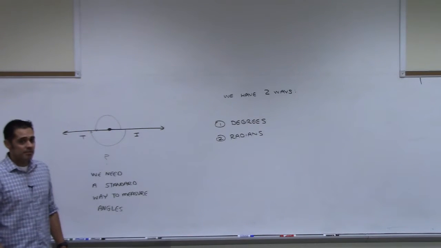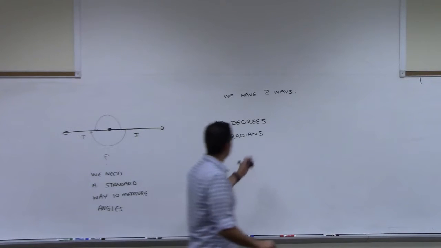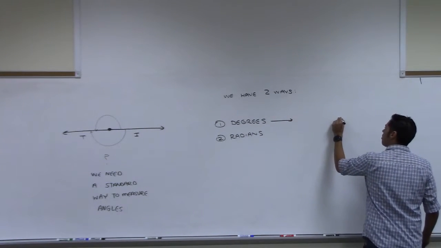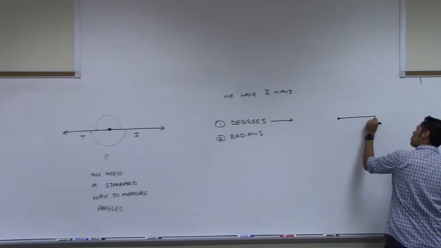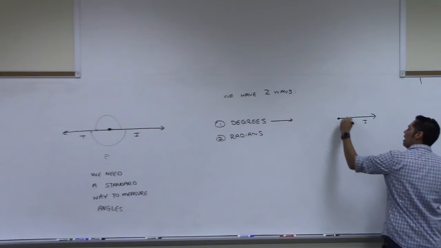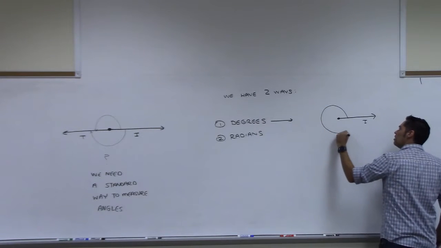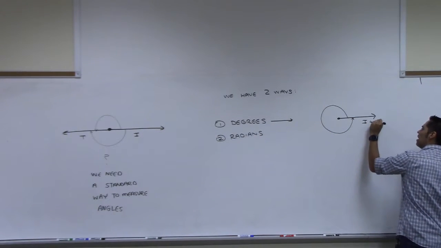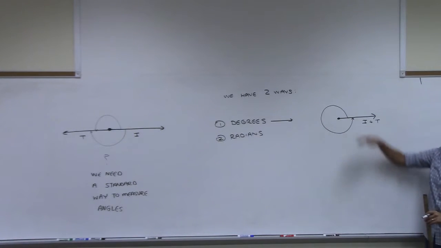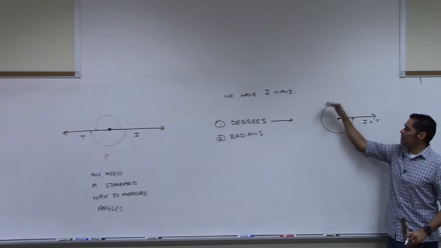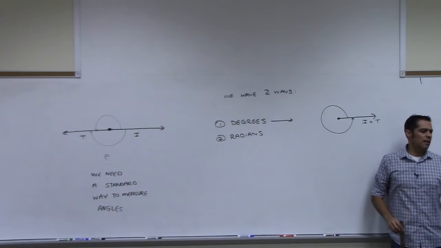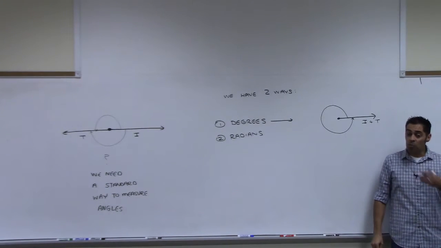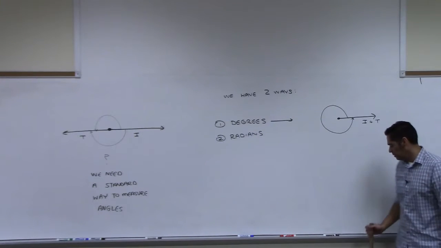But degrees, that is what we do. So let's start with degrees. With degrees, what we did is we said, look, if you start with your initial side and you go all the way around and stop here, so your initial and your terminal are the same side, then that angle right there, we will take it and cut it into 360 equal pieces. And each one of those pieces will be 1 degree.